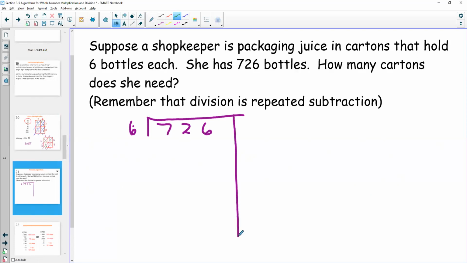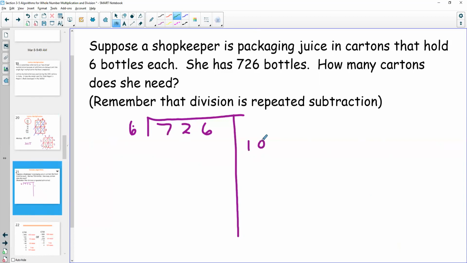So I'm going to use numbers that are really easy. I'm not going to worry about what exactly fits into where. I'm just going to do what comes to mind and subtract. This is how I get to partial quotients. So I know, for example, that 6 times 100 is 600, and I could take 600 out of 726 pretty easily. So I'm going to do that.